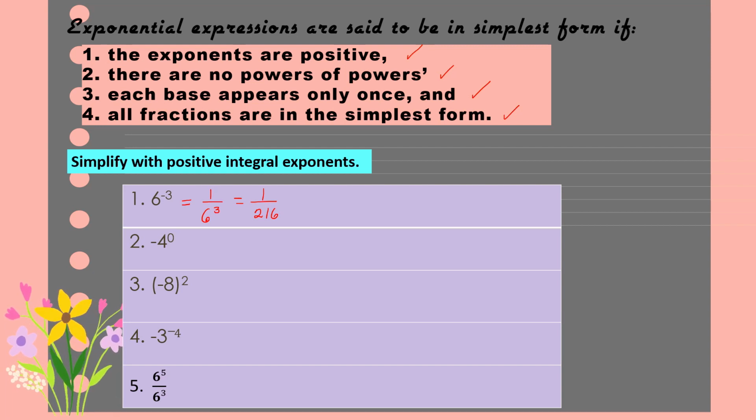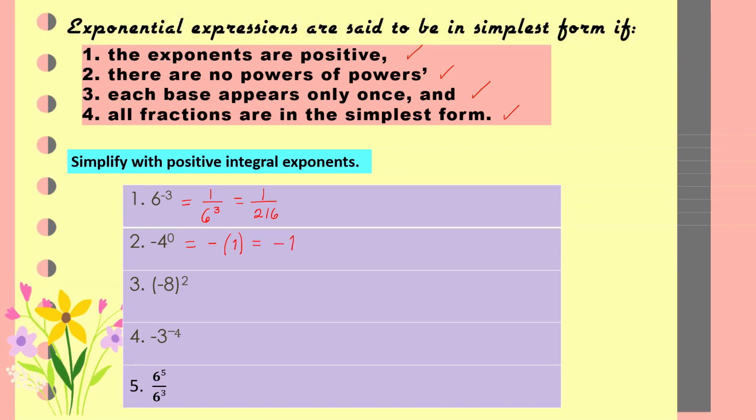Okay, number 2. We have negative 4 raised to 0. So, negative 4 raised to 0 is 1. So, our answer is negative 1. So, we have to be very careful in applying the value of 0 exponent. Okay, next. We have number 3.